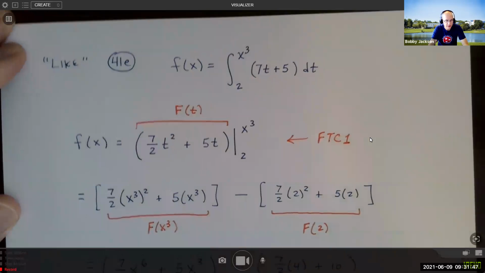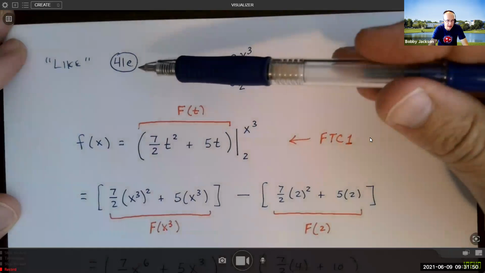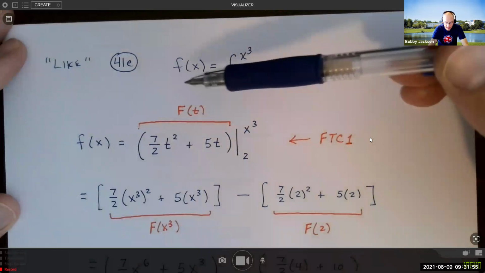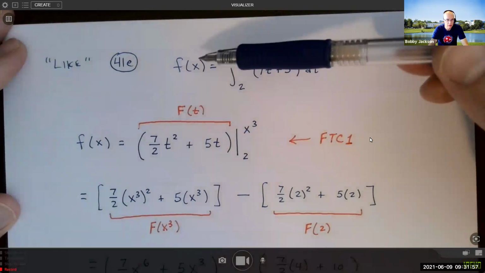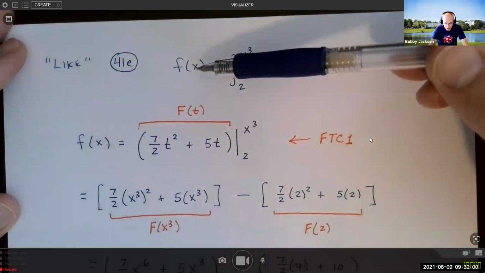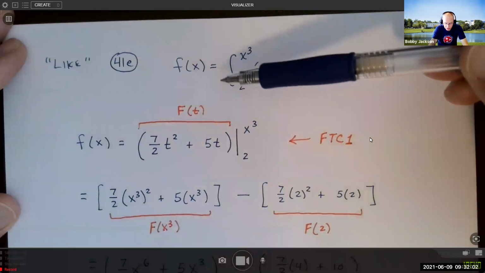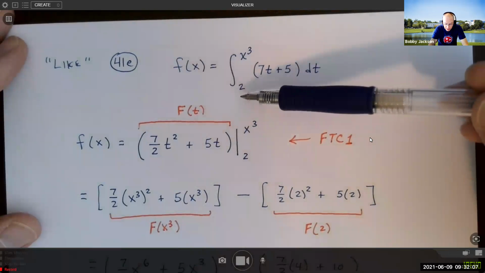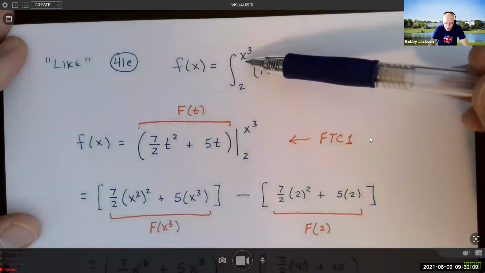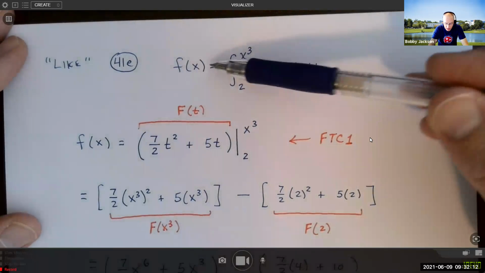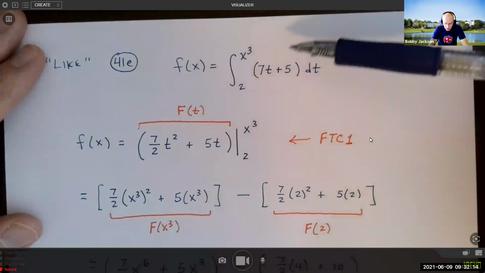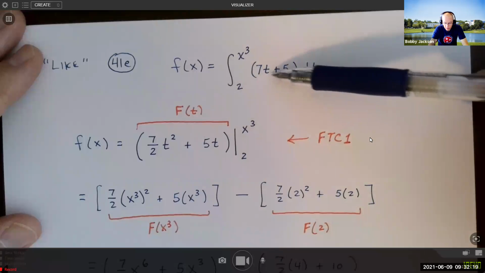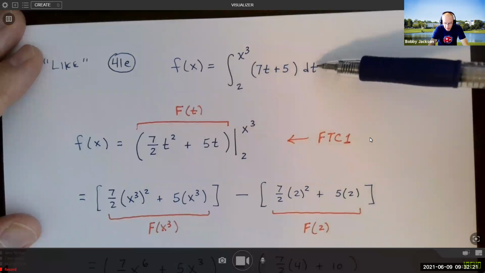Let's look at one very similar to number 41E. The ones in 41 ask you to find a formula for the function, in this case in terms of x, and you see the function is defined by a definite integral from 2, in this case, to x cubed. Notice x is our independent variable for our function. And so the integral from 2 to x cubed of this function. Notice the variable of integration is t, right? You can see that from the dt.